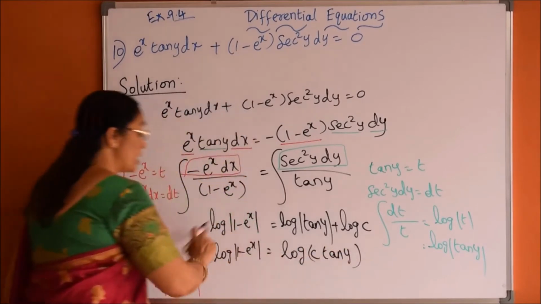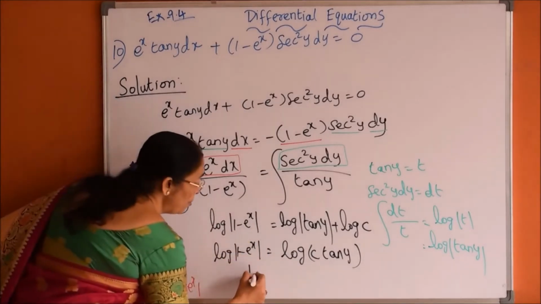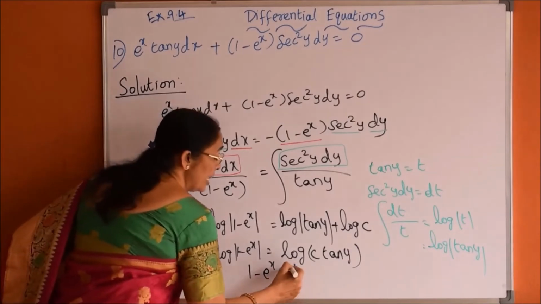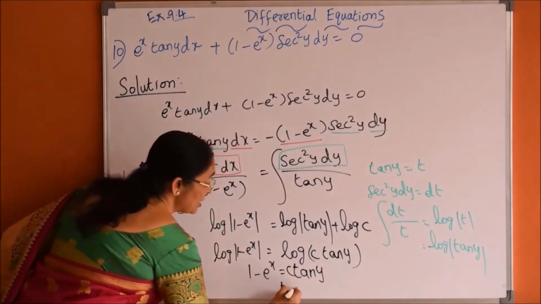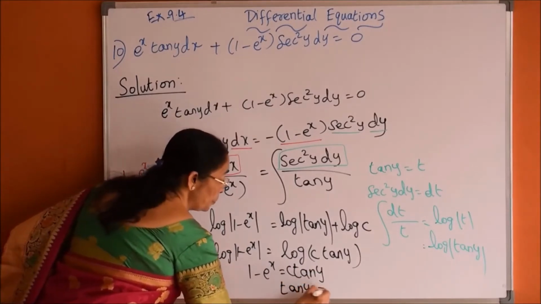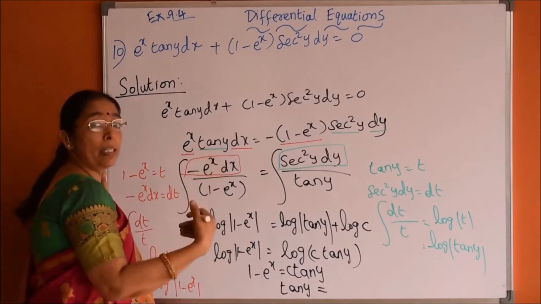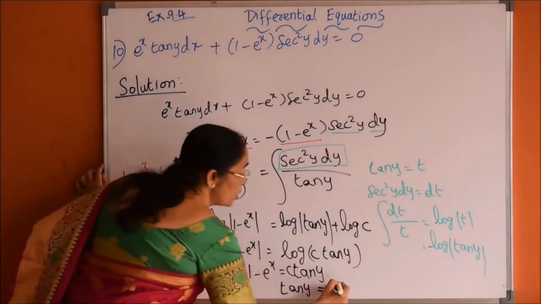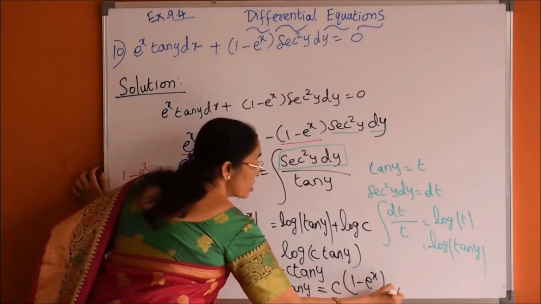Since both the sides have logarithmic functions, they will get cancelled. So we will get 1 minus e power x is equal to c tan y, or tan y is equal to 1 minus e power x divided by c. That 1 by c is again another constant only. So we can write tan y is equal to some constant into 1 minus e power x.